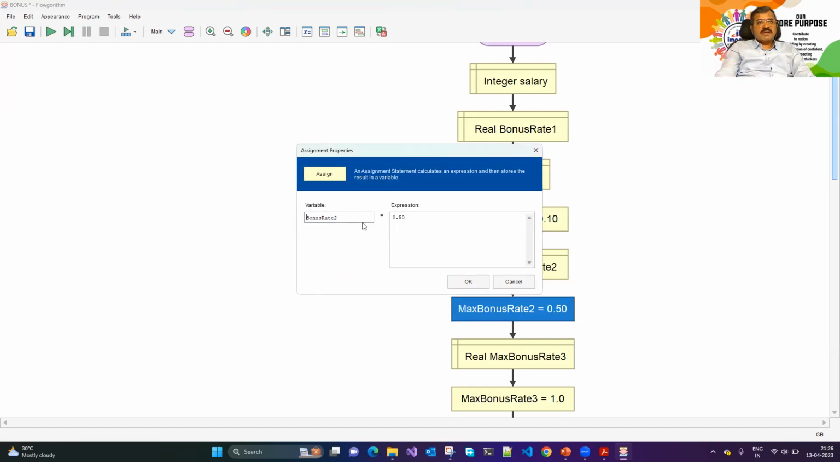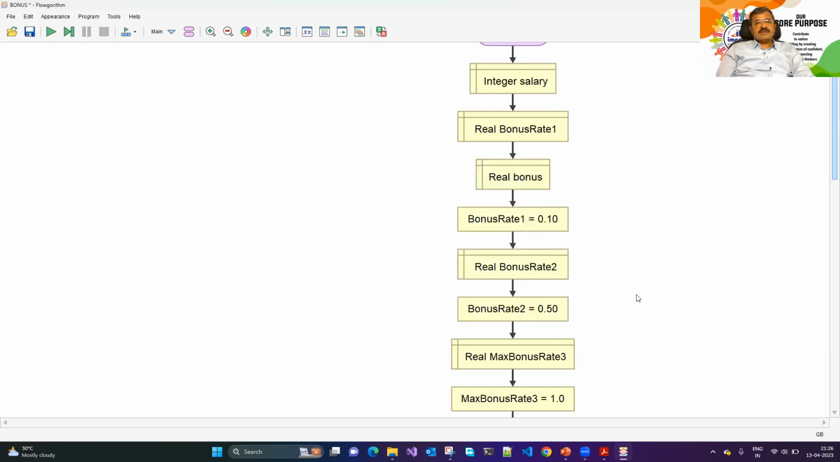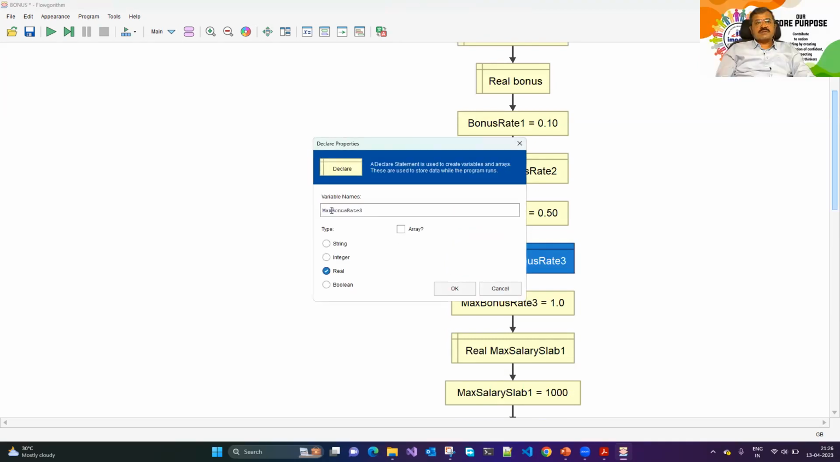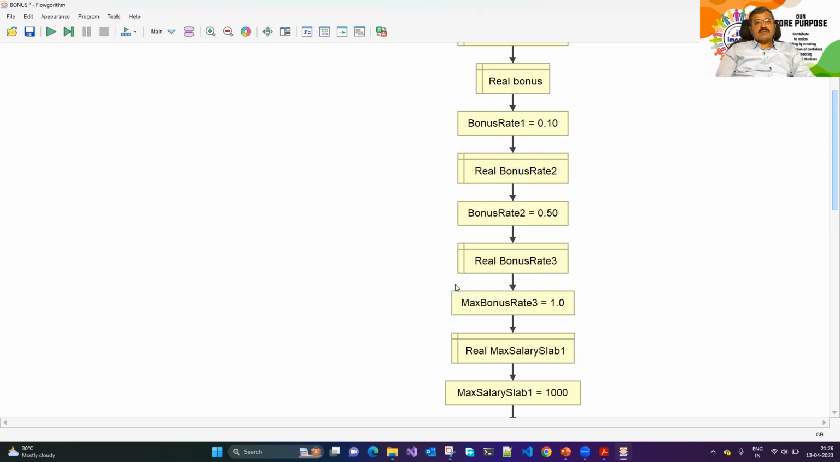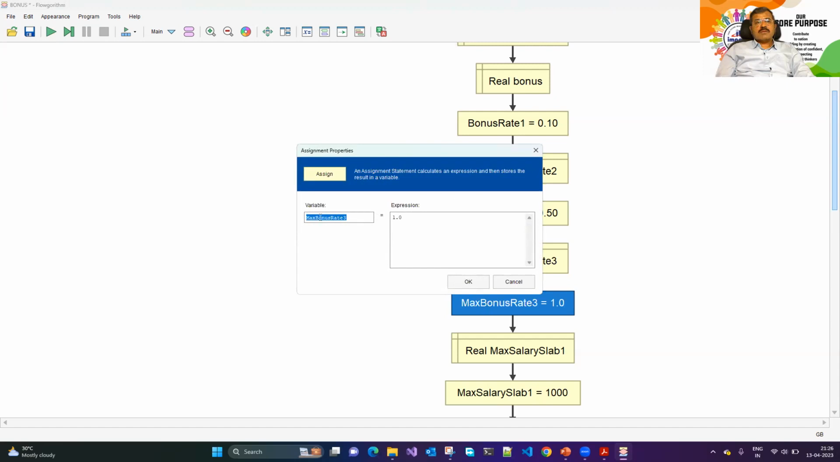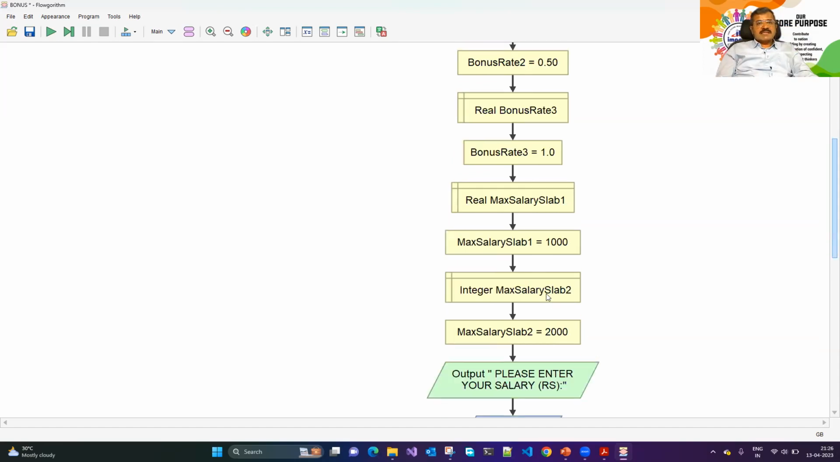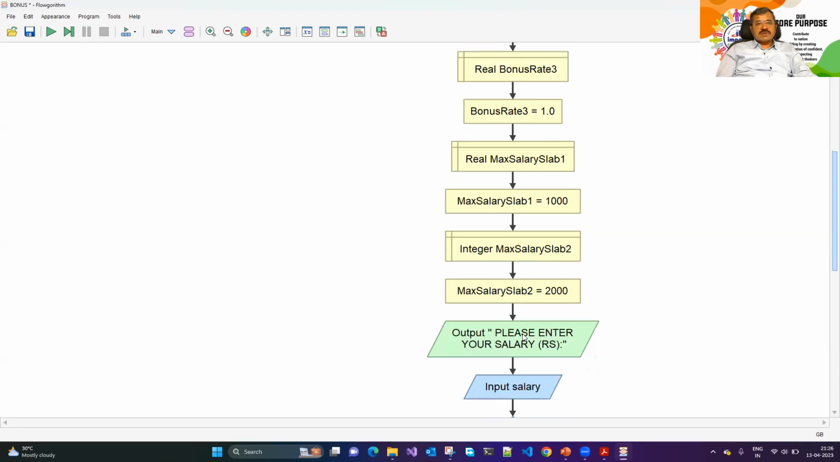Yes, team 3. ये किसका है? Team 3 है ना? Yes, sir. So max concept introduced. Different levels of bonus that you're paying. No, max slab, salary slab 1, that's okay. Yes, salary slab 2, that's also okay. Max salary slab 2 is also okay.